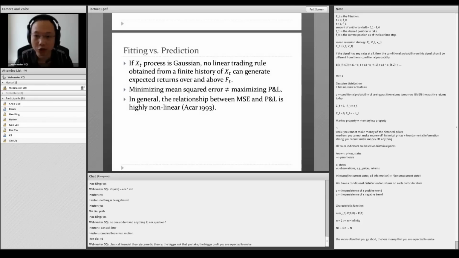Of course, this is only a theoretical result. In reality, the asset return is not Gaussian. Okay, we don't know what that is. You can model it whatever you want, but it's definitely not Gaussian. So this is only a theoretical result.